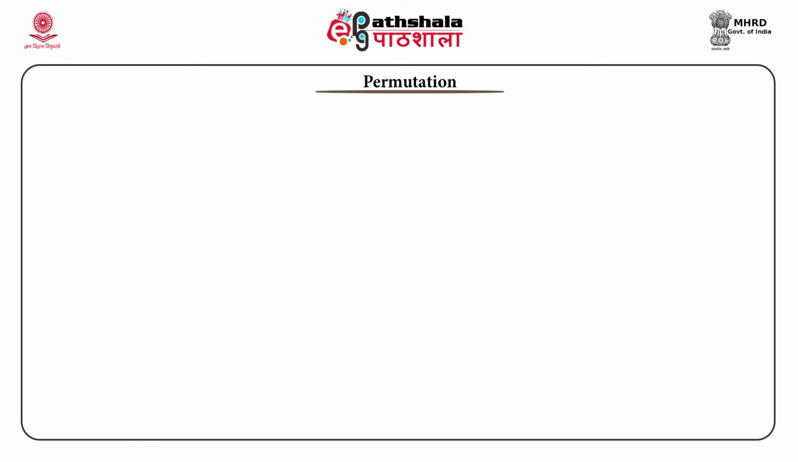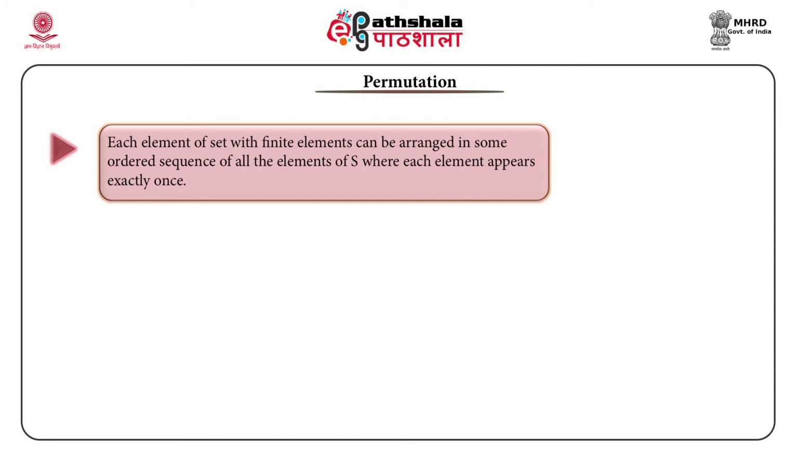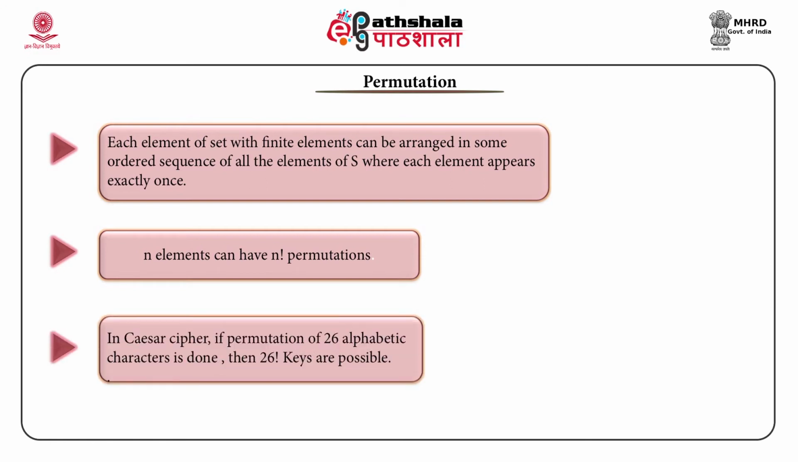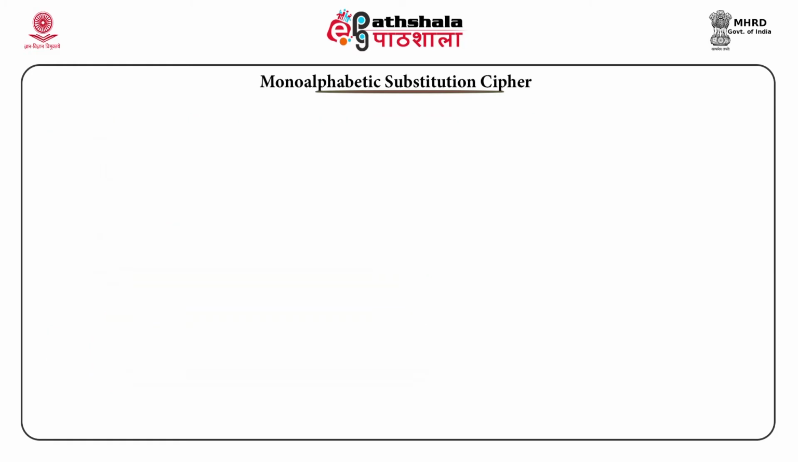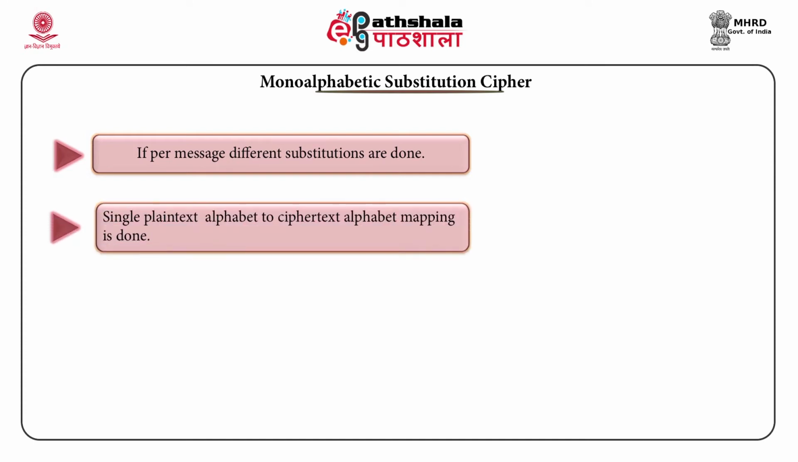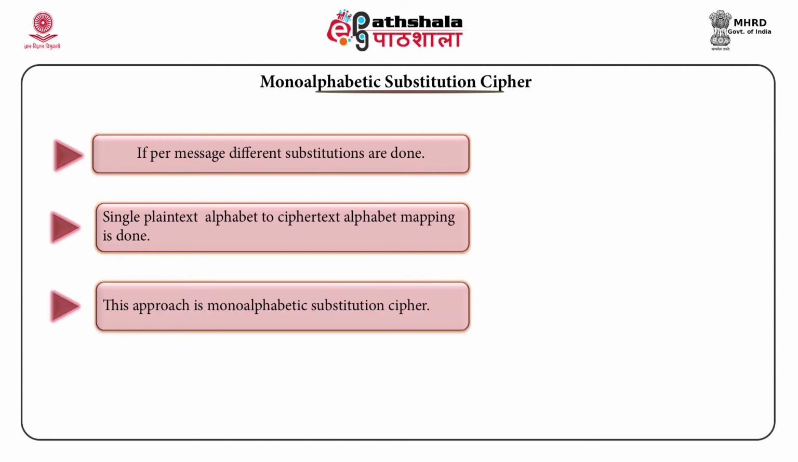Now comes permutation. Permutation says each element of a set with finite elements can be arranged in some other order. N elements can have n factorial permutations. In Caesar cipher, if we perform permutations, there can be 26 factorial possible keys. We have a new term, monoalphabetic substitution cipher. If a single plain text alphabet to ciphertext alphabet mapping is done, with different substitutions per message, then this approach is called monoalphabetic substitution cipher.